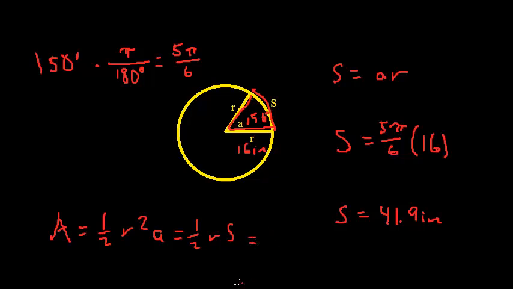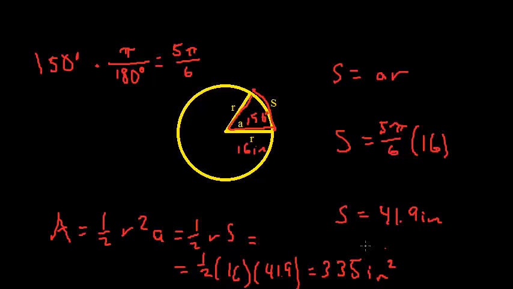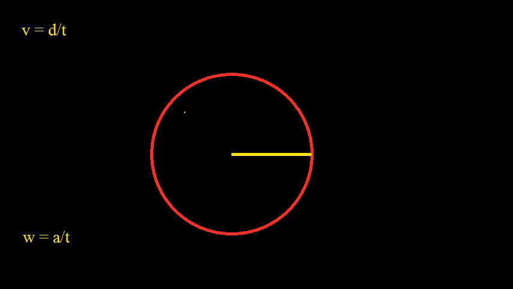If we go ahead and plug in these numbers, 1/2 of 16 times 41.9, we should get about 335 inches squared for the area of that slice of pizza. Next, we're going to take a look at the difference between linear speed and angular speed.